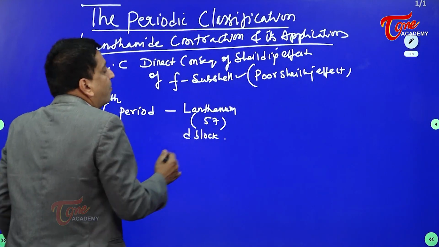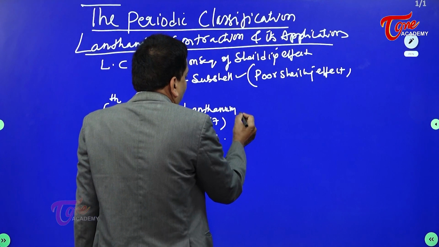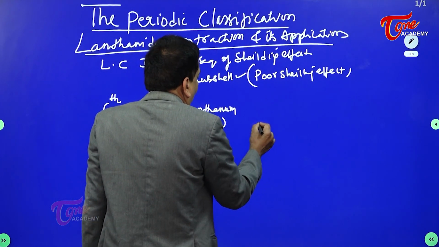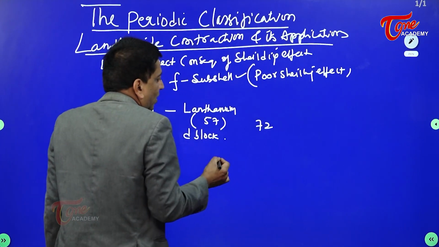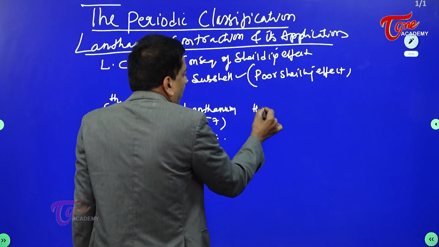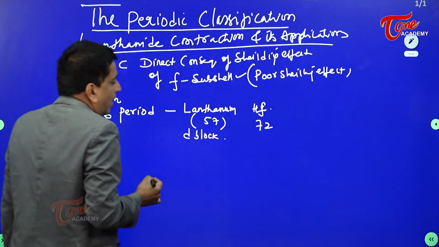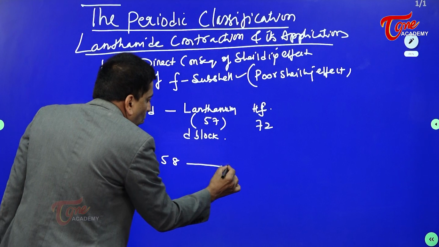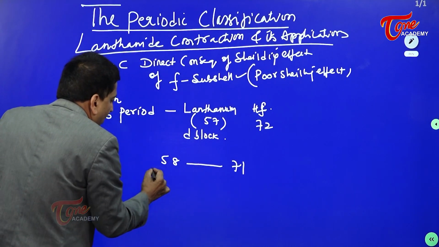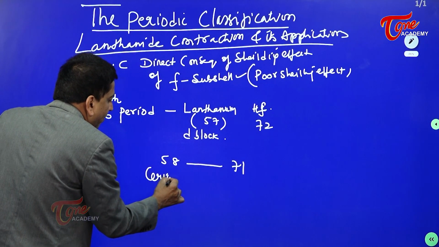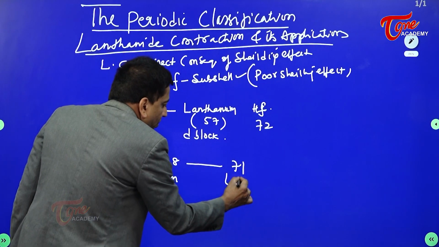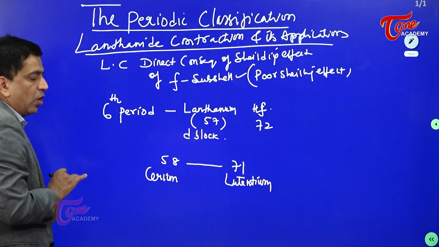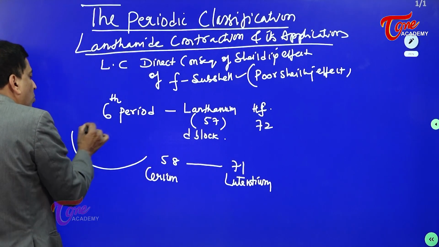So this is lanthanum, and immediately you are supposed to get the next element to be 58, which is not there, and it goes to 72, right? And this is hafnium. And you have here missing elements from 58 to 71. That is cerium to lutetium. You must understand. Cerium to what? Lutetium. They also belong to the 6th period.